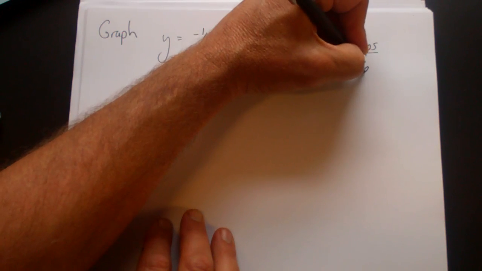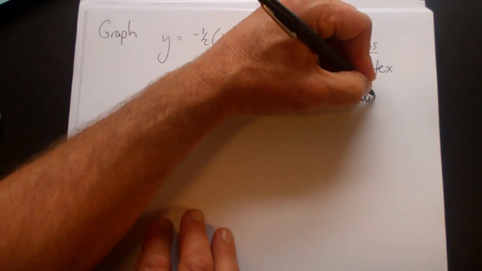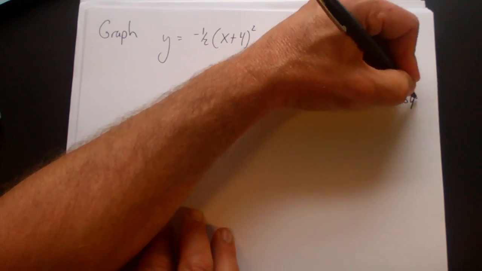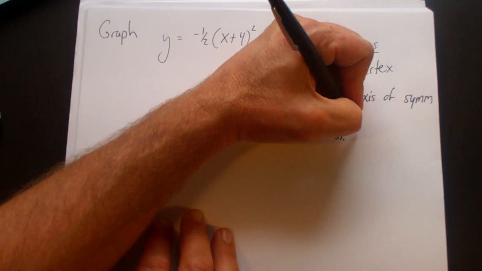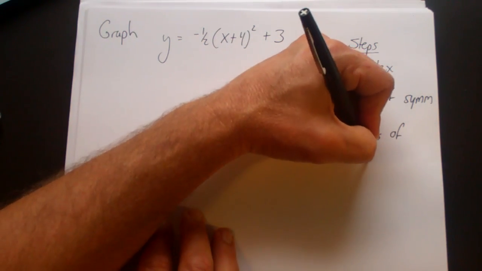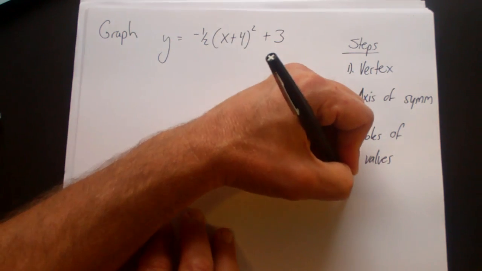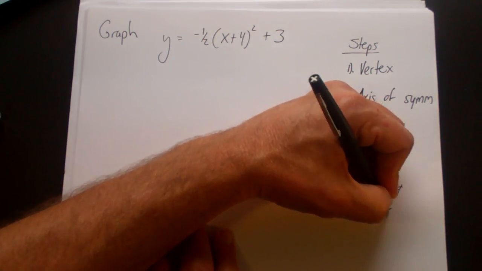One is to find the vertex. Two is to find the axis of symmetry. Three is to make a table of values. And four is to plot the points and sketch.